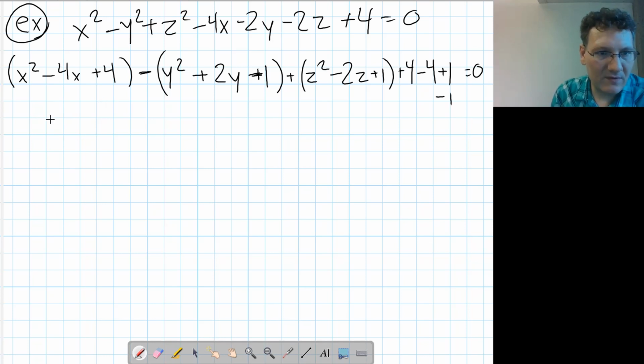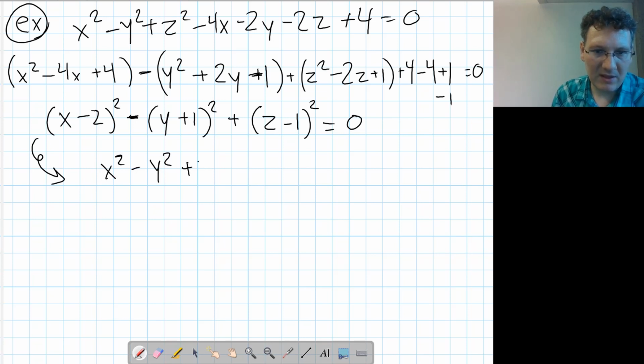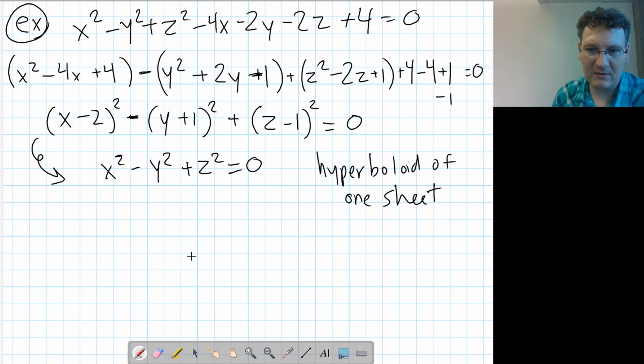Okay, so what is this going to look like? We've got x minus 2 squared minus y plus 1 squared plus z minus 1 squared equals 0. By translation, you can translate this by shifting it over 2 in the x direction, negative 1 in the y direction, and 1 in the z direction. We're going to get x squared minus y squared plus z squared equals 0. And what does that look like? Let's try to sketch. Well, first let's classify this. This is a hyperboloid of one sheet.